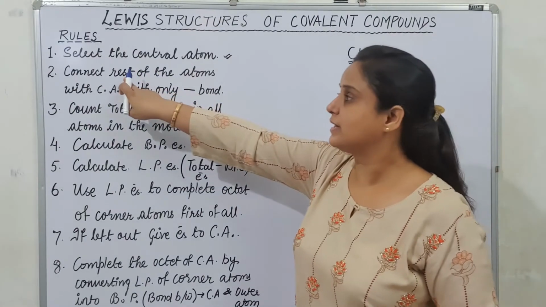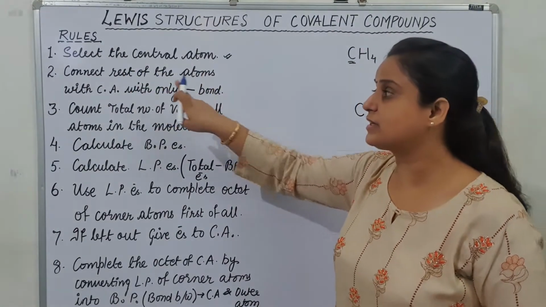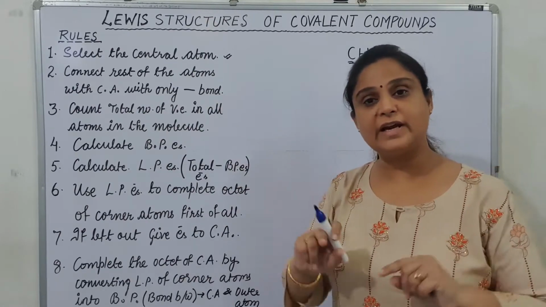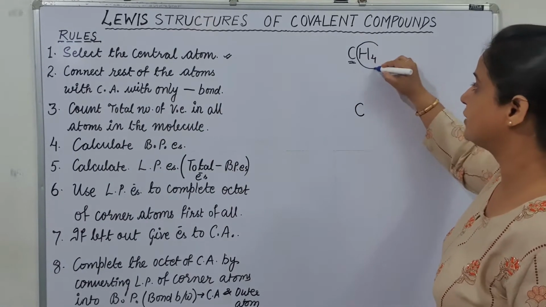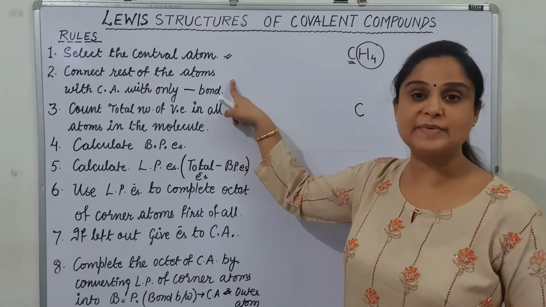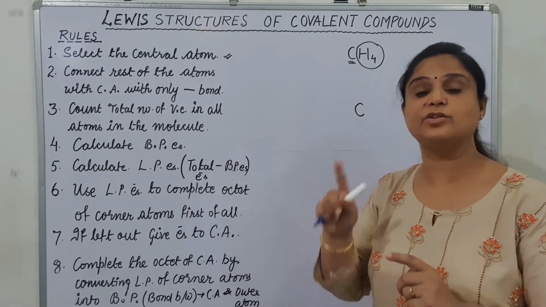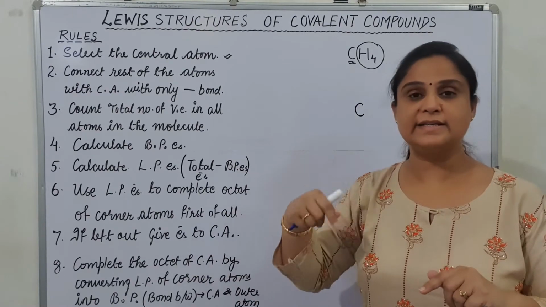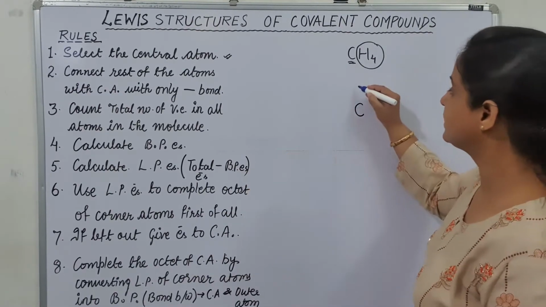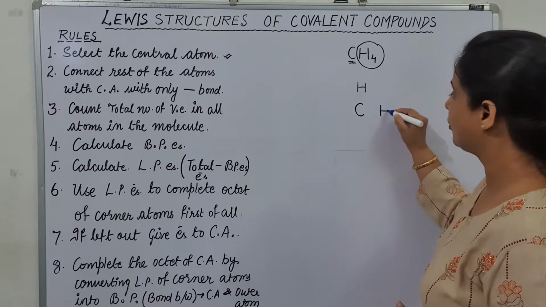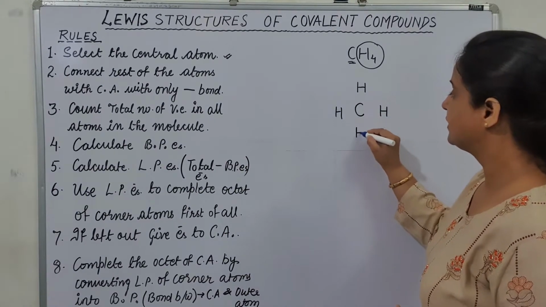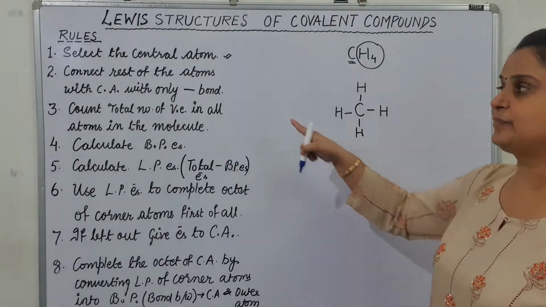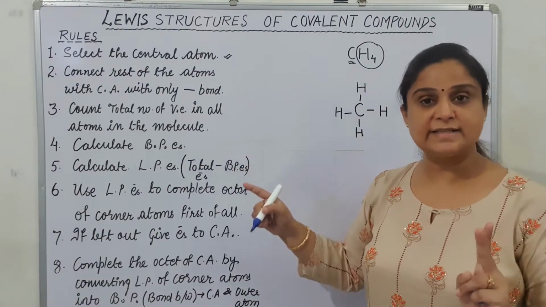Now go for connecting the rest of the atoms with the central atom with only single bonds. So now what are we left with? We are left with 4 hydrogen atoms. And the next step is that we have to connect all the atoms with the central atom with only single bonds. So what I am doing is I am connecting all hydrogens with this carbon using only single bonds. Is it done? So the second step is done.